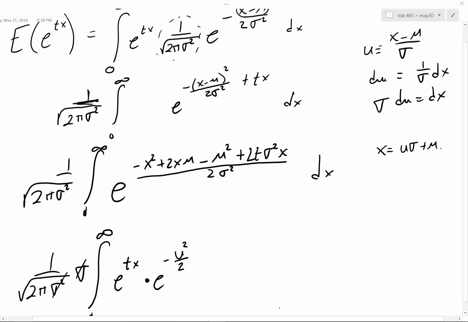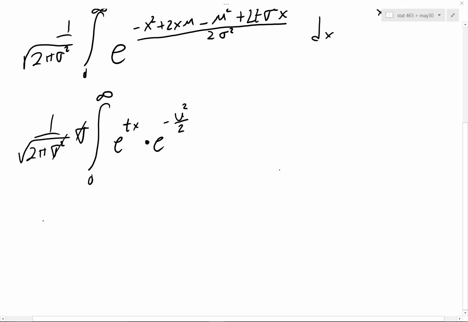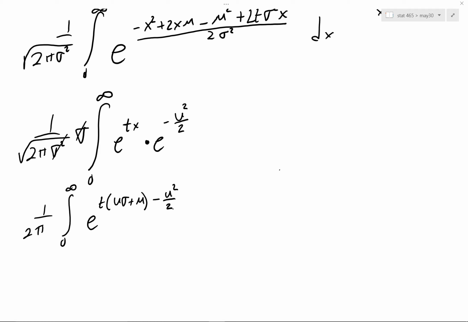Is that true? Okay. And so what I end up with is 1 over the square root of 2 pi, which is absolutely correct. So now I have e to the t times u sigma plus mu, right? And then times, so we're going to be adding this guy here, right? Everybody got that? Okay. So now we're going to be integrating with respect to u.